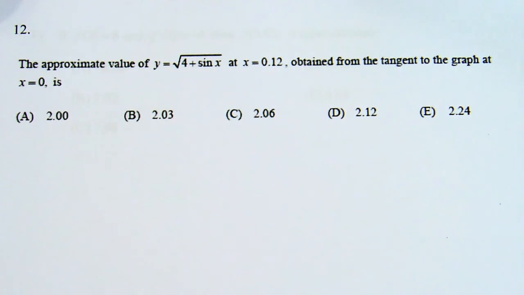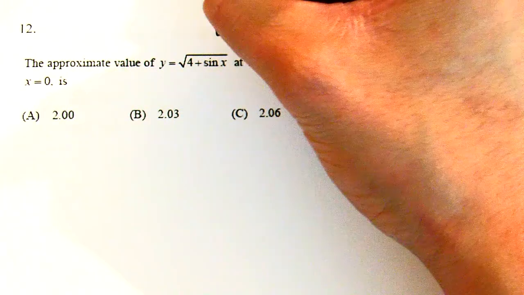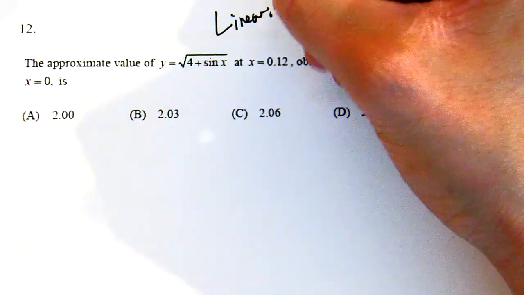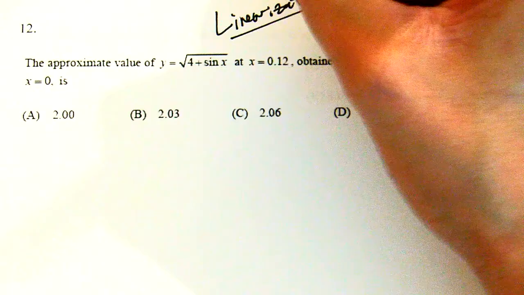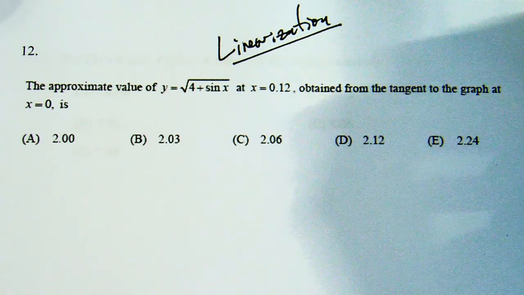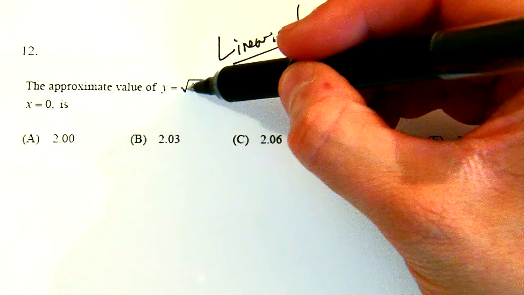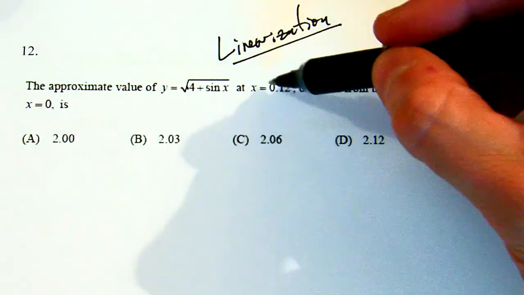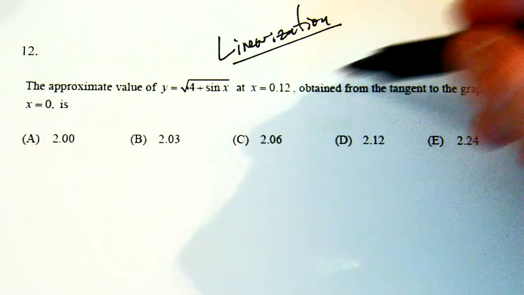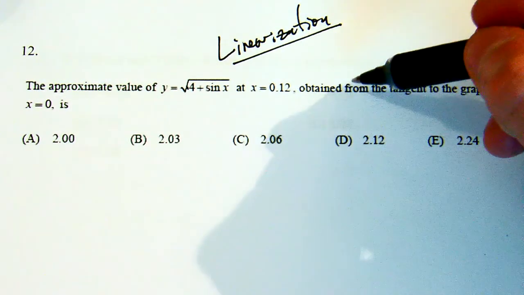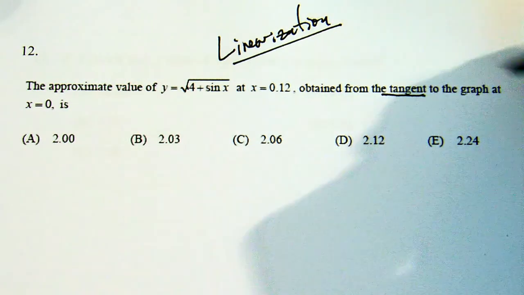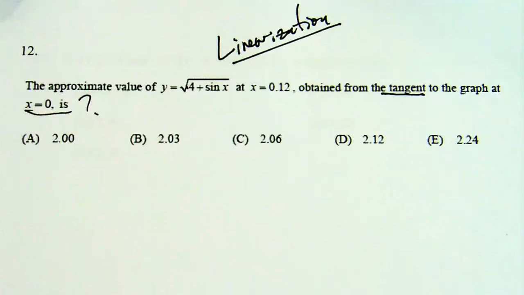We're looking at problem 12, folks, and this is one of our most recent items that we've learned. This is the topic of linearization, and you're going to see why it is linearization in a second. It says the approximate value of y equals the square root of the quantity 4 plus sine x at x equals 0.12 obtained from the tangent to the graph at x equals 0 is which one, right?